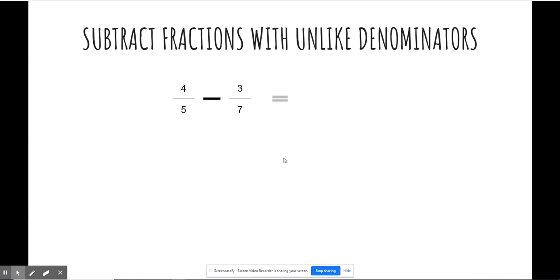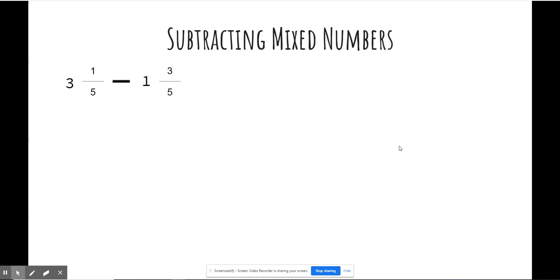So now we're just going to subtract like normal. 4 fifths minus 3 sevenths is equal to 28 35ths minus 15 35ths. When you subtract them directly, remember, you do not subtract denominators. 28 minus 15 is 13. 35 and 35 we don't touch, and we still stick with 35.